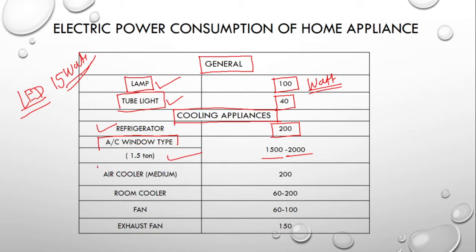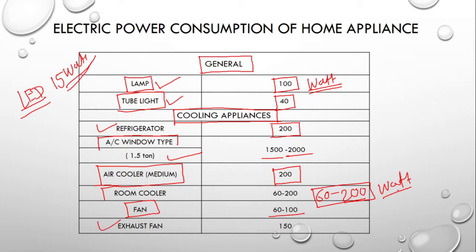Whenever we talk about an air cooler, a medium air cooler consumes about 200 watt of power. A room cooler consumes power from 60 to 200 watt. It depends upon the capacity of the room cooler, but generally the wattage range will lie in this range only. A fan for cooling purposes consumes power from 60 to 100 watt. An exhaust fan that we use in the kitchen or any such system consumes 150 watt.